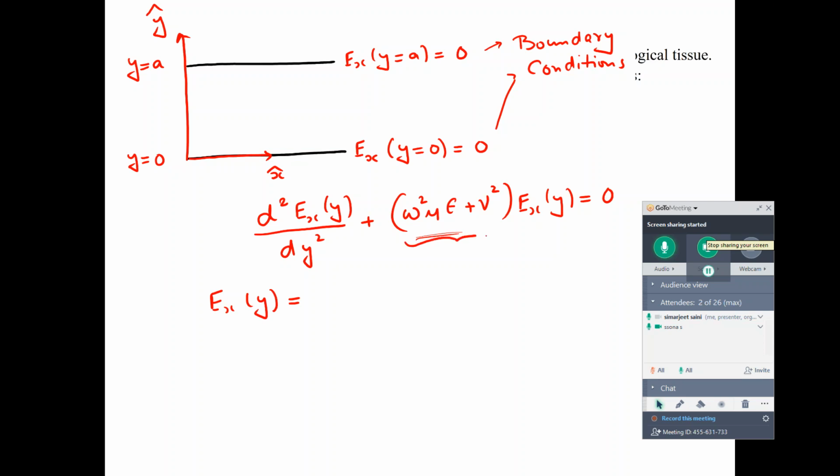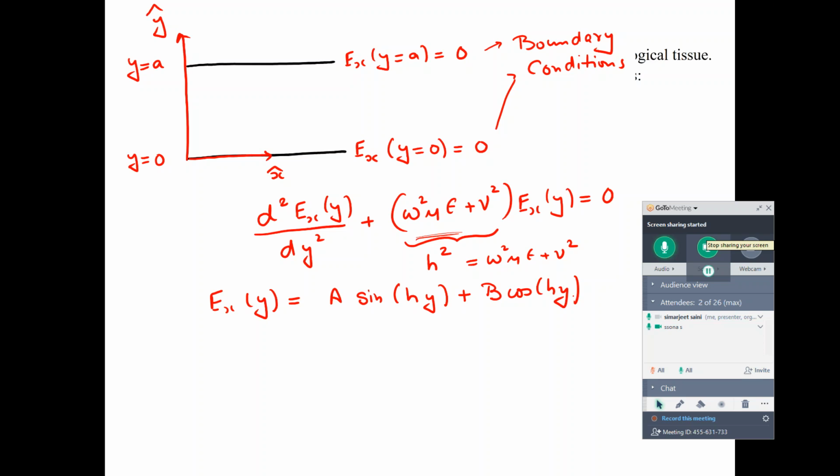Let's call this term over here h square, so that I don't have to write that whole term again. So h square is omega square mu epsilon plus gamma square. So the function has to be a sin(hy) plus b cos(hy) in general. This is what the solution has to be.